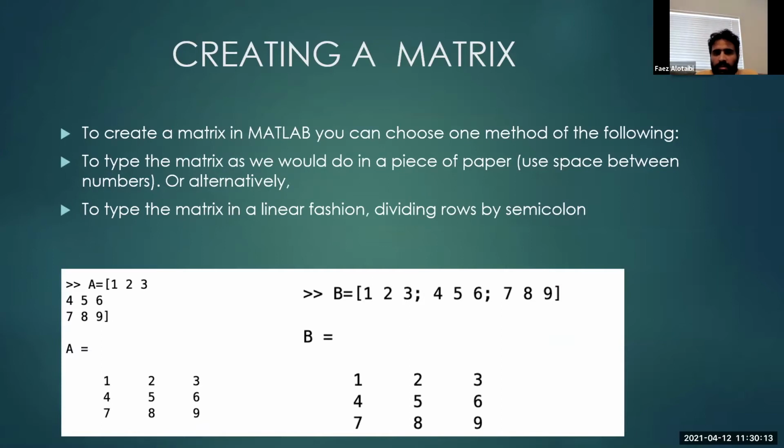We can create matrices in MATLAB. We have two different ways to do that. The first way is we would do it similarly to the way we do it on a piece of paper. We use for that spaces, that is shown on the left side of the example. Also, we can do a different way. We can type it in a linear fashion, but we can divide each row by a semicolon. That way we can make matrices in two different ways.